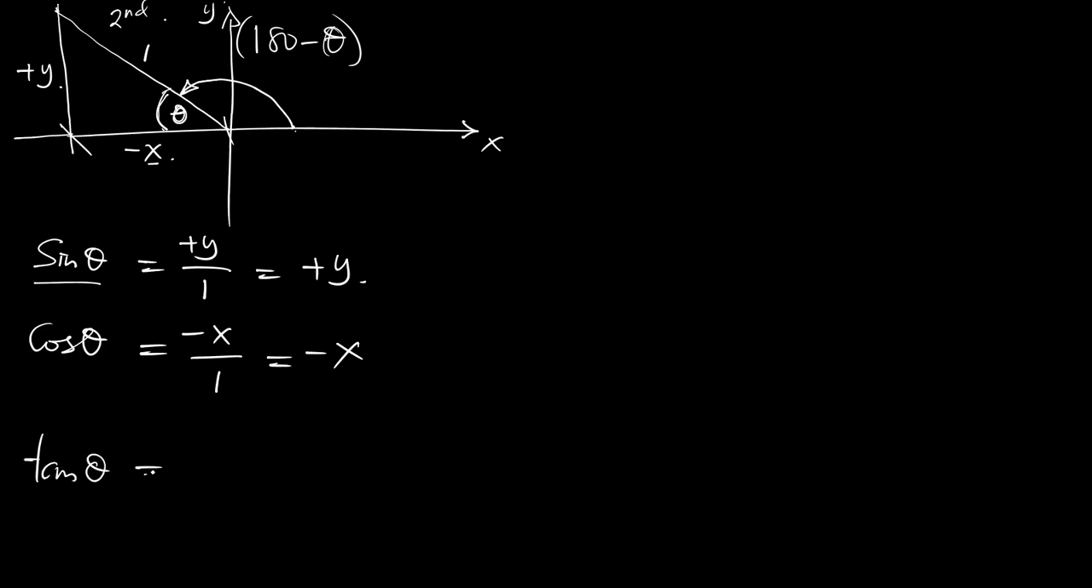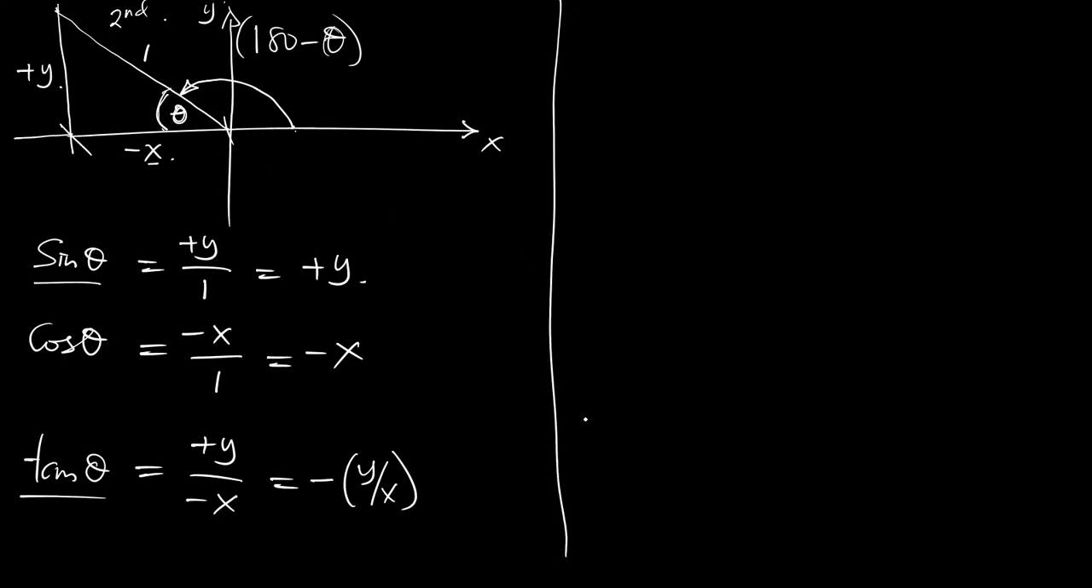Tan theta is equal to what? You have opposite all over hypotenuse, which is plus y divided by minus x. So this plus divided by minus gives you minus, which is minus y all over x. So that means tan theta is negative in the second quadrant.